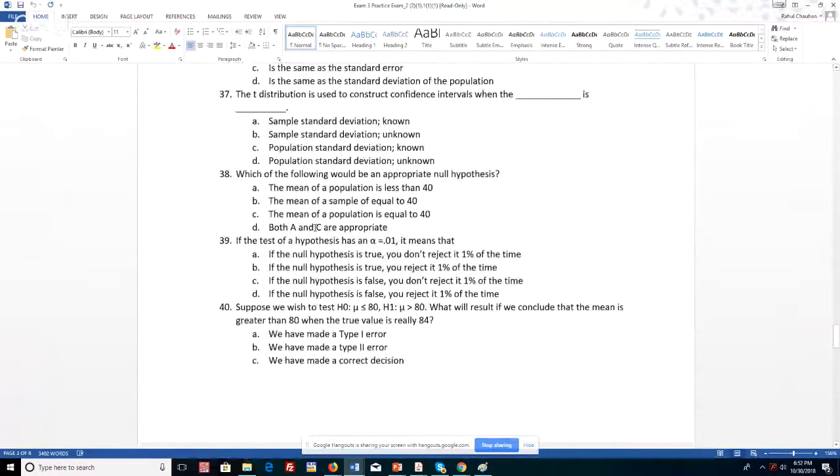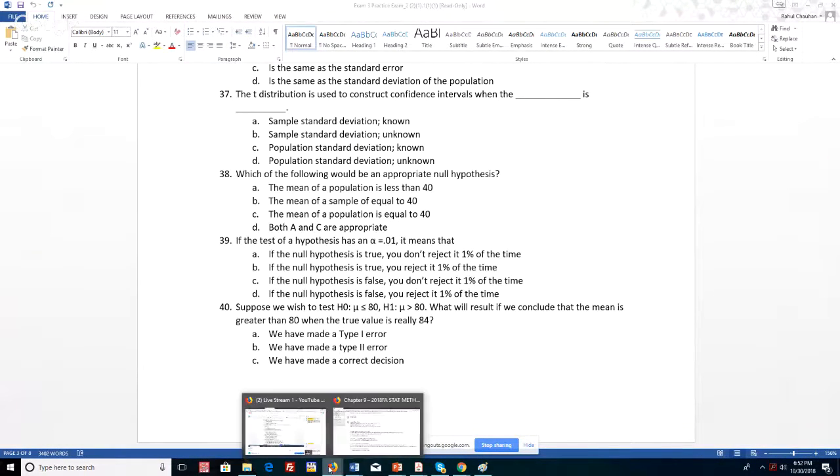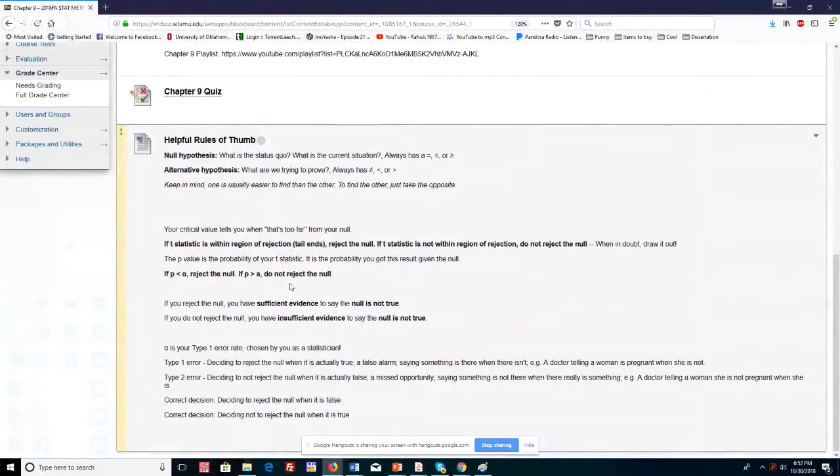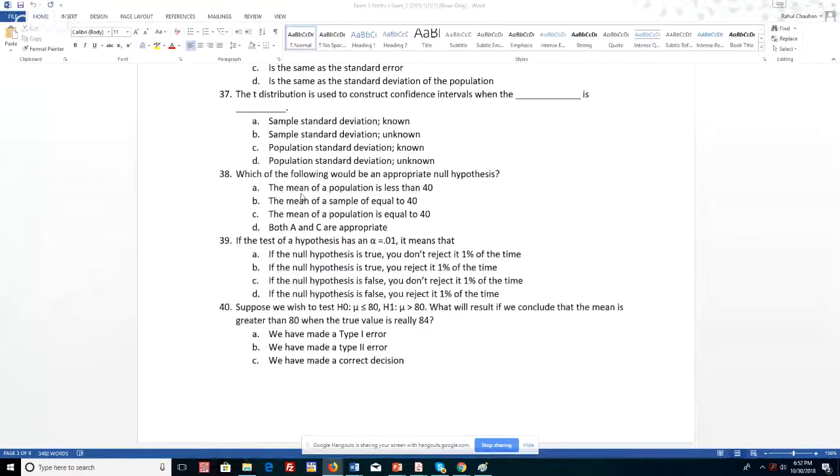Okay, so which of the following would be an appropriate null hypothesis? So remember, going back to those tips and tricks. Your null hypothesis is always going to have an equal sign, less than or equal sign, or greater than or equal sign. So the mean of a population is less than 40. That is more in line with the alternative hypothesis. The mean of a sample is equal to 40, or the mean of a population is equal to 40.